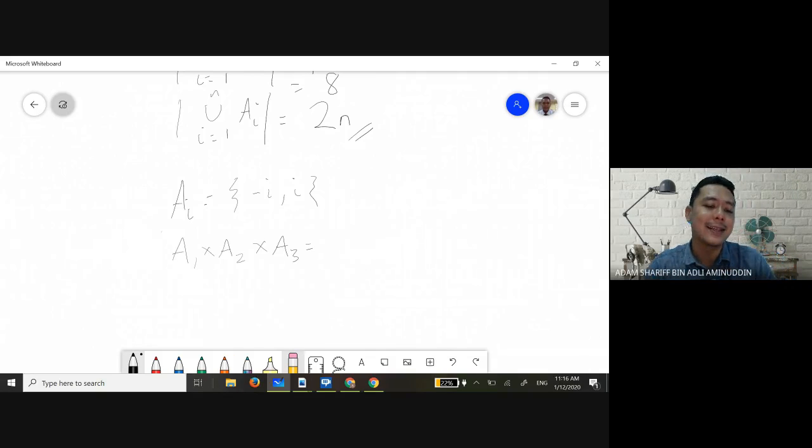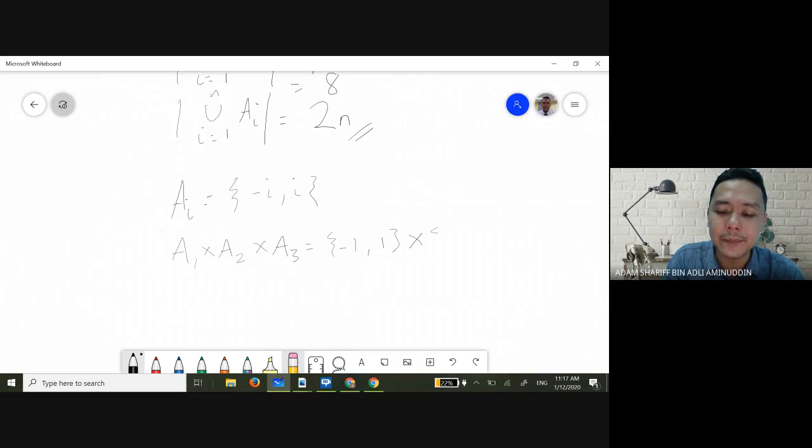Boleh tak kita cari? It's possible, right? If you manage, possible. Cuma mungkin panjang. Tapi tak ada masalah kan? Kalau kamu zahirkan, dia akan jadi negative 1, 1 darab, Cartesian product. Saya tak mau kata darab lah, takut kamu ingat darab. Sebenarnya ini adalah Cartesian product which involve 3 set, it becomes triplet later.